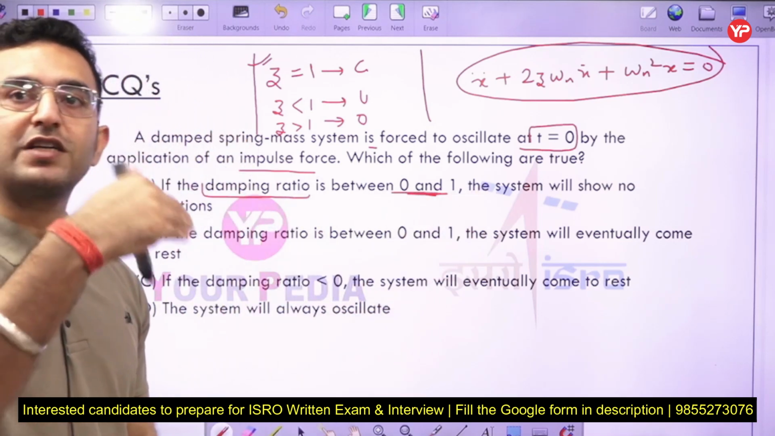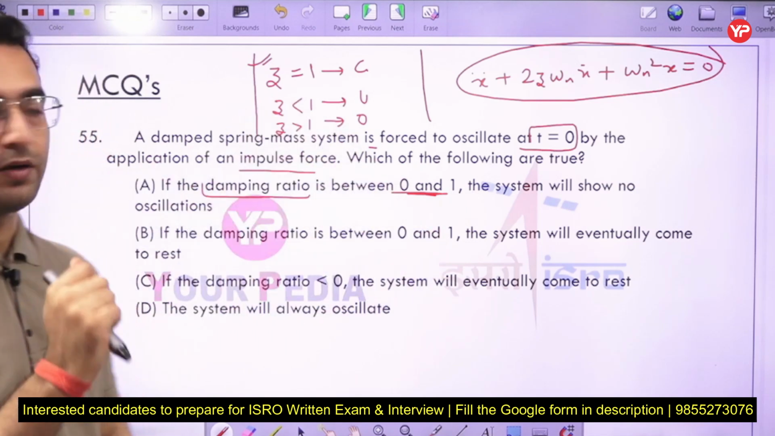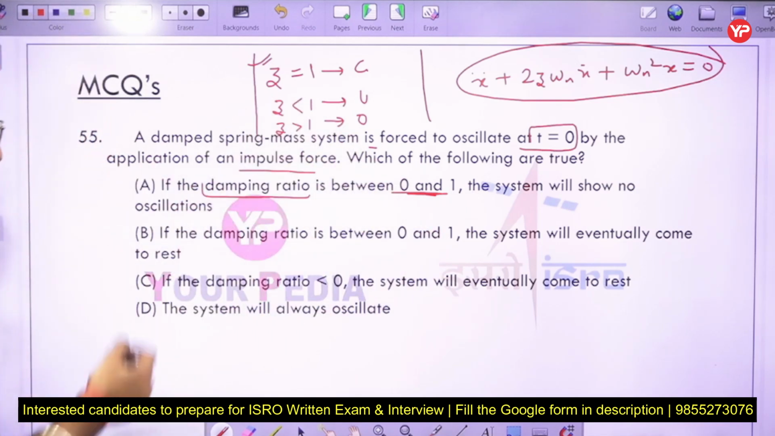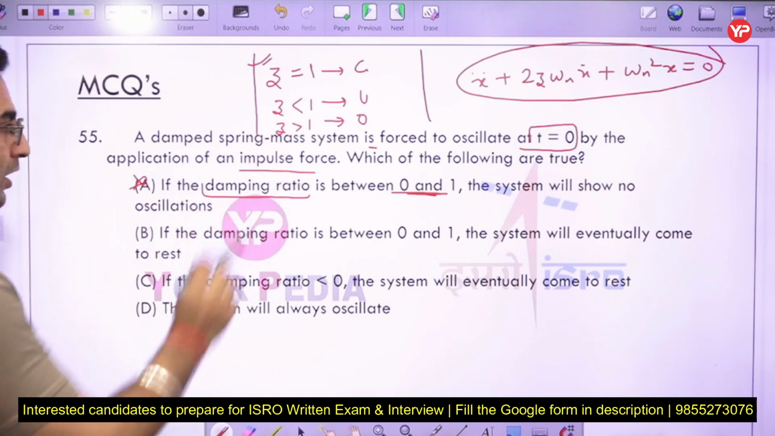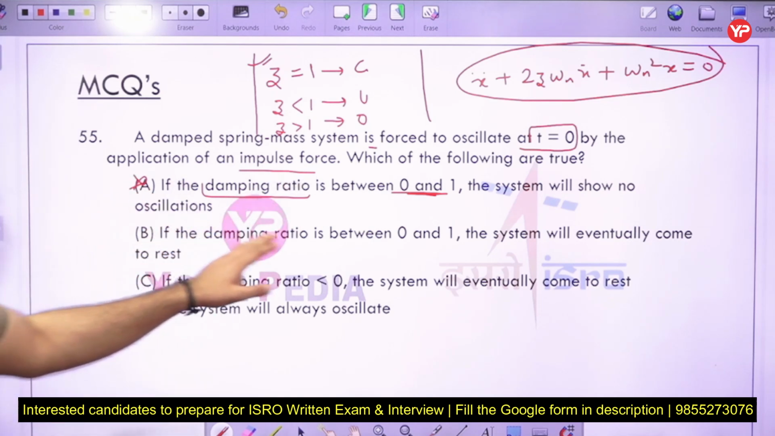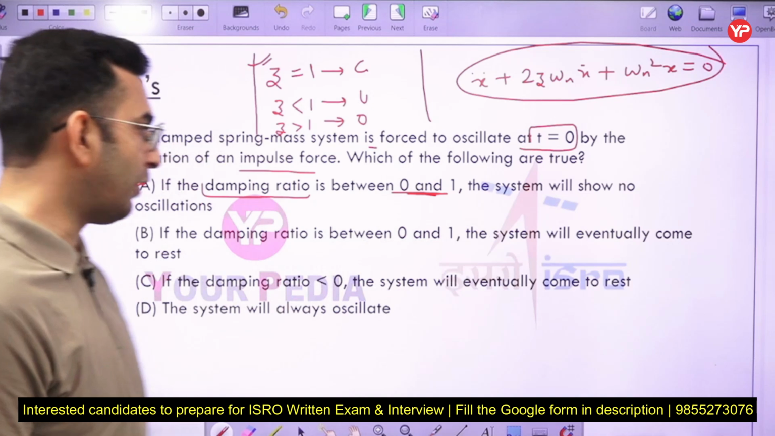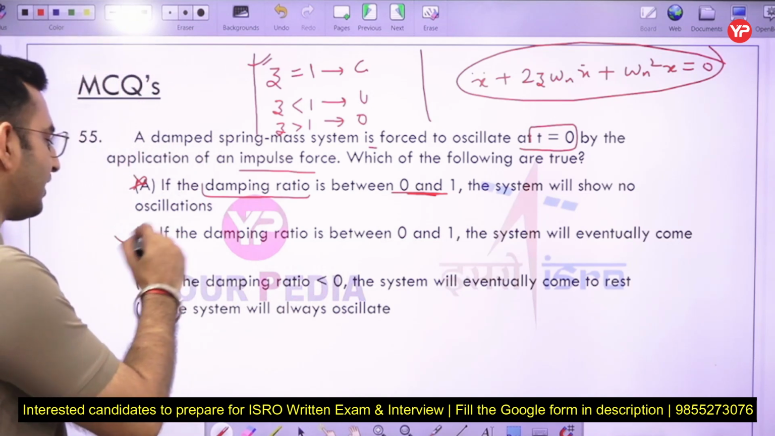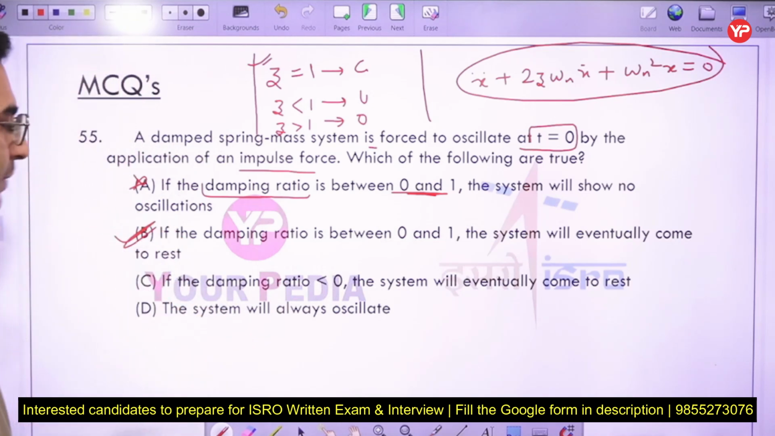Okay, but after a certain period of time it will go to 0 here, because due to the damping it is getting to 0. So statement number A is the wrong one here. If the damping ratio is between 0 and 1, the system will eventually come to rest. That is a correct statement, the thing which I have just mentioned to you right now.